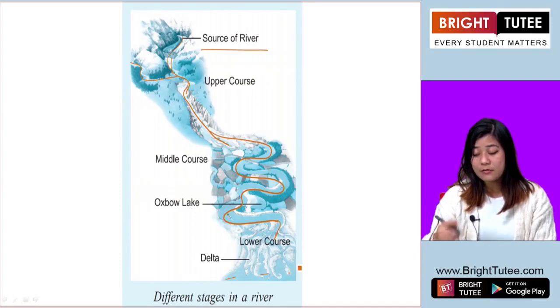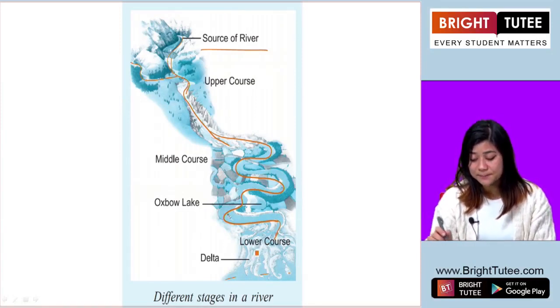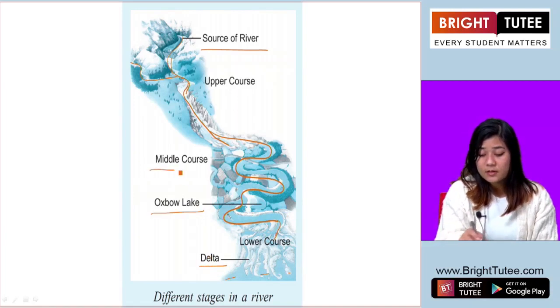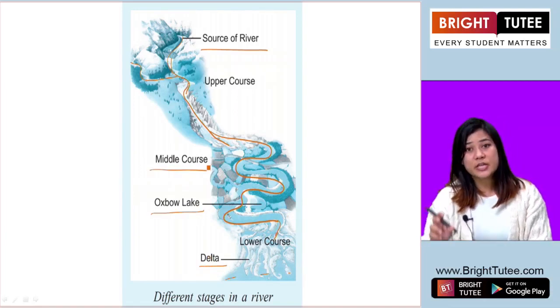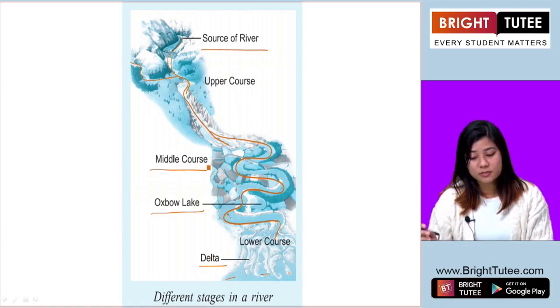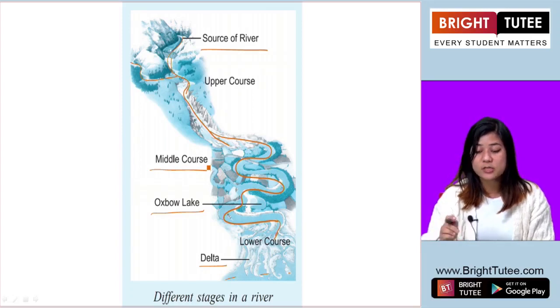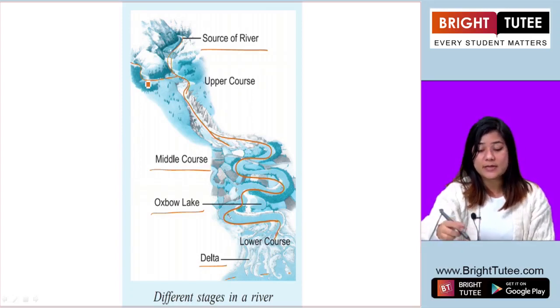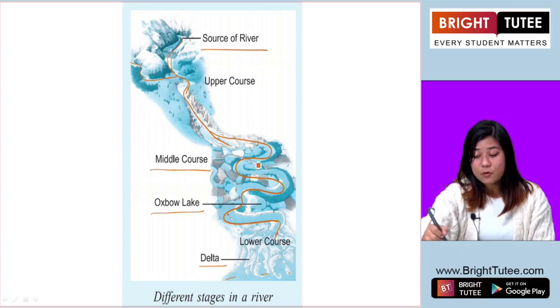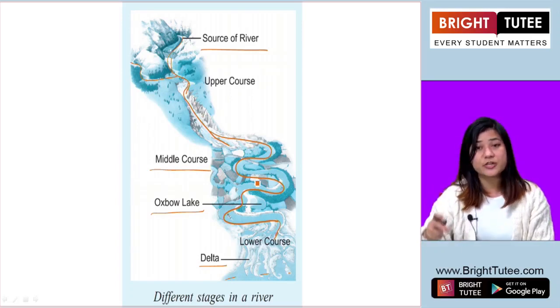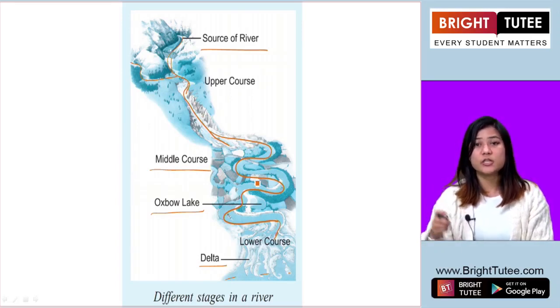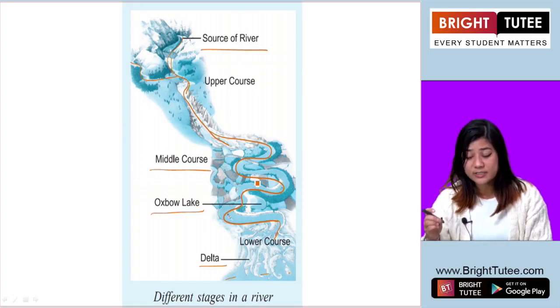Now, right now you don't have to understand about the various shapes that it forms along its course while it flows. We don't have to focus on that. What we have to learn, or remember, is that it flows from the source and drains into the ocean or lake or the sea.